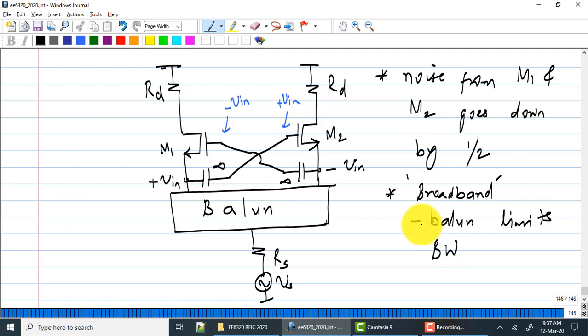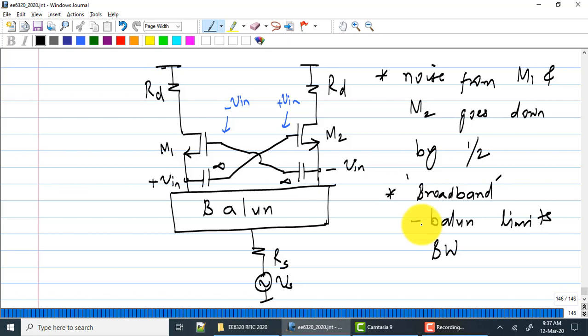So what you can do if you have multiple bands of operation, let's say you have a 900 megahertz band, a 2 gigahertz band, a 700 megahertz band, etc., and you want 3 different LNAs. The LNA can be the same. You just keep changing the balun. That part is relatively easy to do.